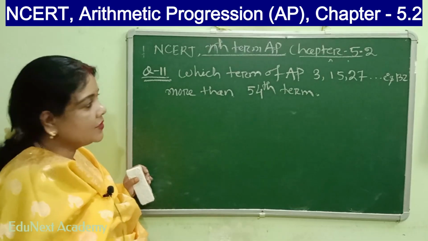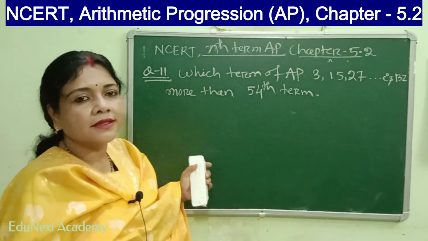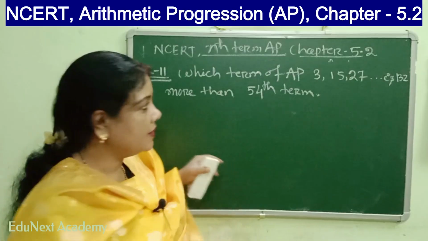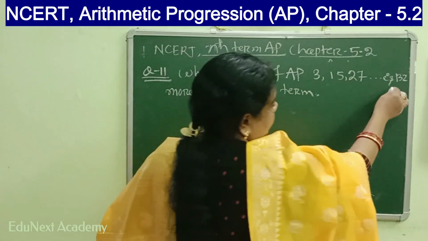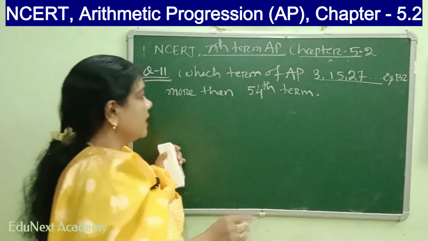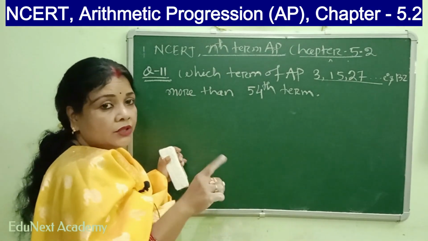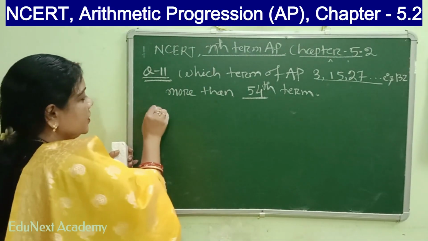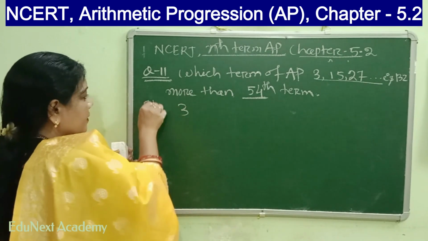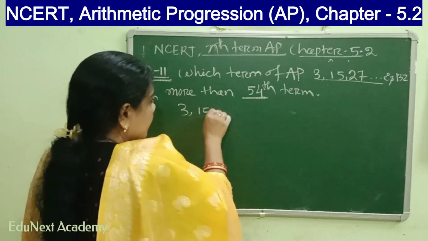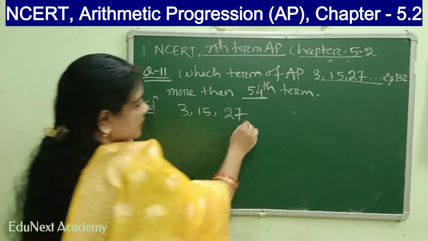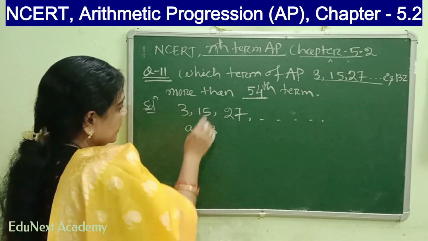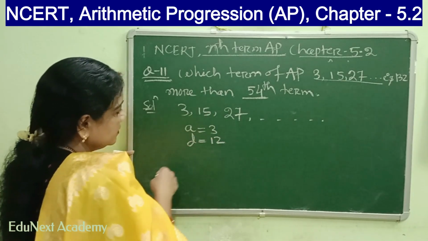Now let us solve question 11. This is a very critical and tricky question. You need to understand more. Which term of the AP 3, 15, 27 is 132 more than its 54th term? Now here the sequence is given: 3, 15, 27 and so on. So here a is equal to 3, d is equal to 12.